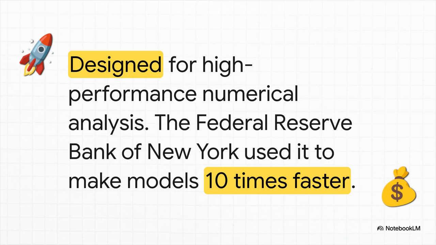But what if you just need raw, unadulterated speed? Well, then you need to meet Julia. This is a language that was built from the ground up for one thing, high-performance computing. And here's a little proof. The Federal Reserve Bank of New York used it to model the entire U.S. economy. The result? It was 10 times faster than what they were using before. When speed is everything, Julia is a serious contender.